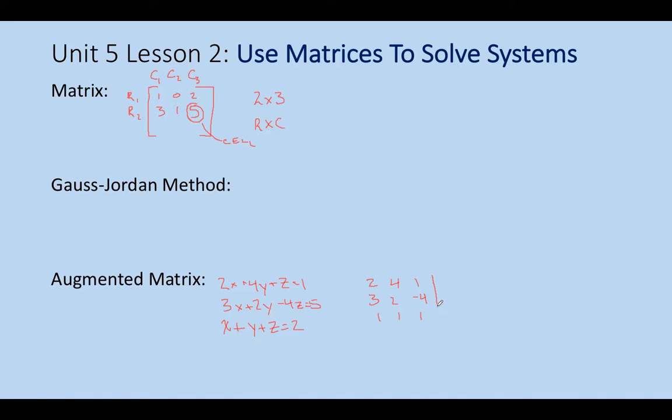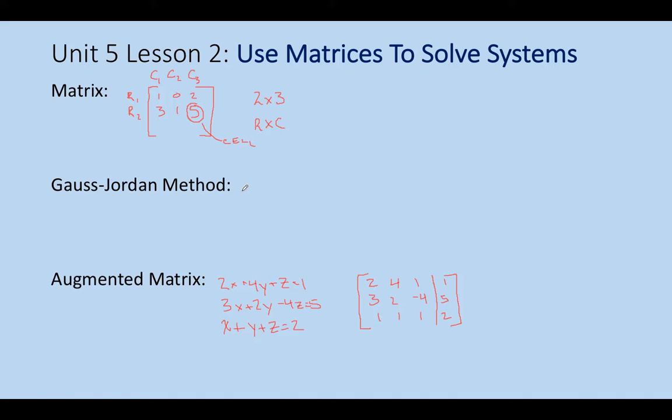And for the Gauss-Jordan method, we're actually going to draw a little line here to indicate the difference between the equation part with the variables and the other parts. We'll say 1, 5, 2. And this is what is known as an augmented matrix. We've taken the coefficients and we have put them in a matrix.